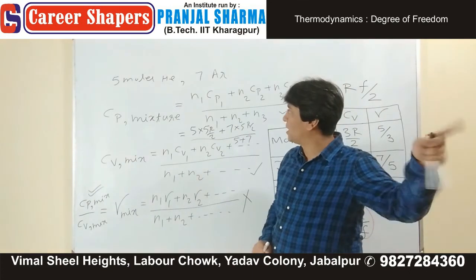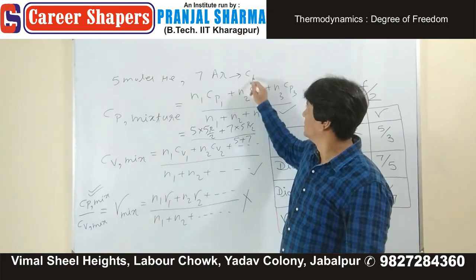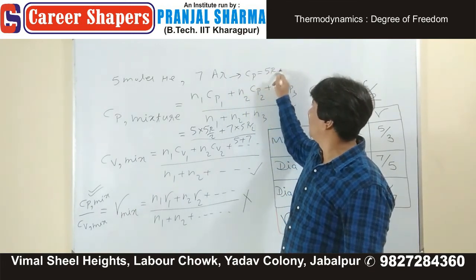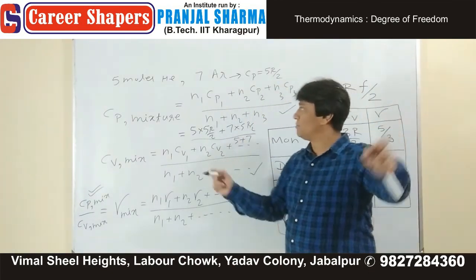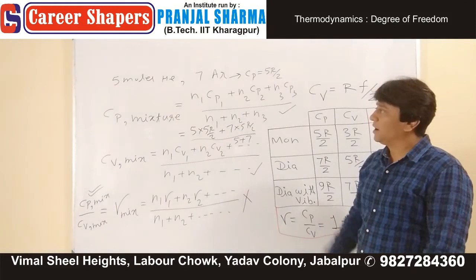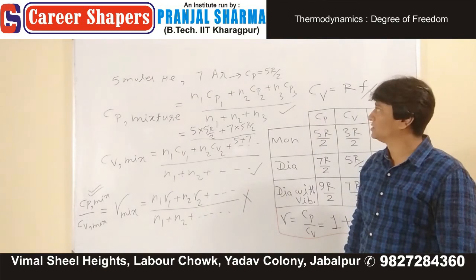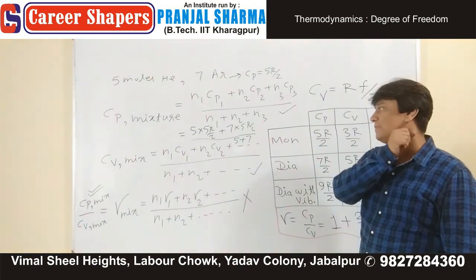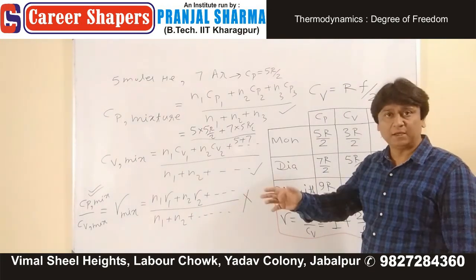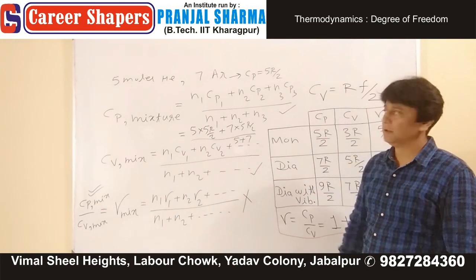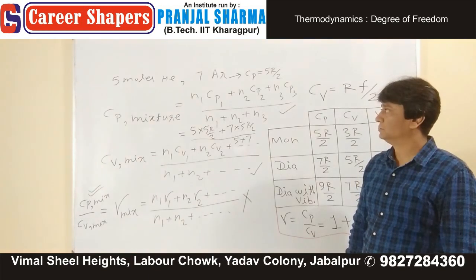Do you understand this part? Yes or no? Write down fast in the comment box. And the answer is 5R by 2. Good. Write down the statement: if different types of monatomic gases are mixed, then Cp, Cv, gamma do not change.